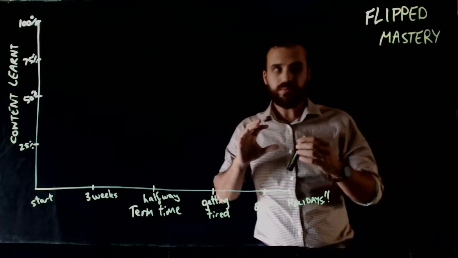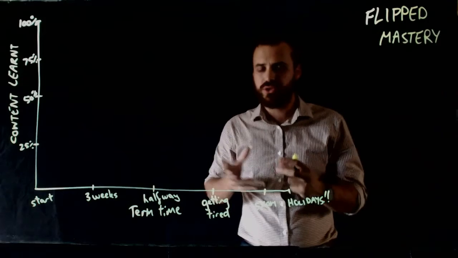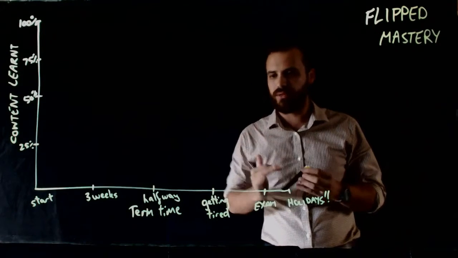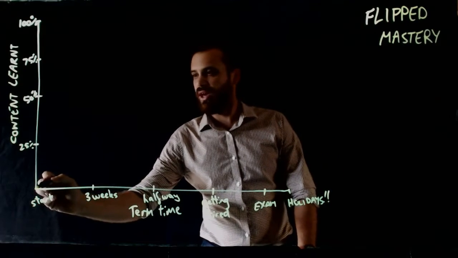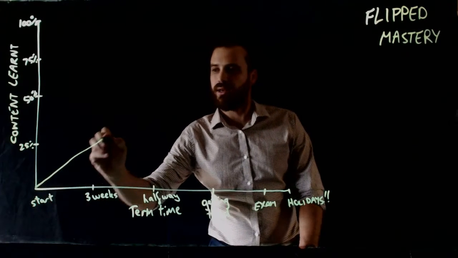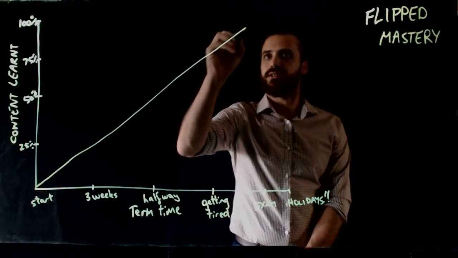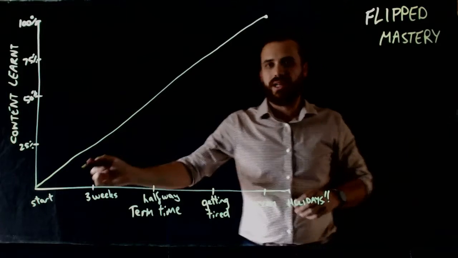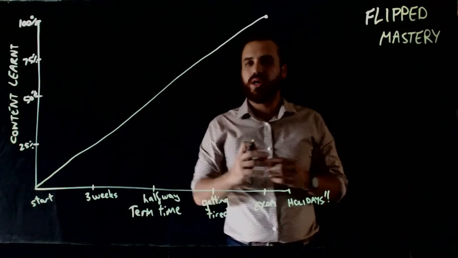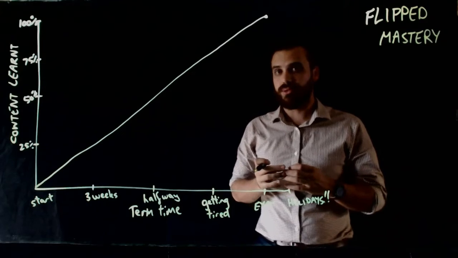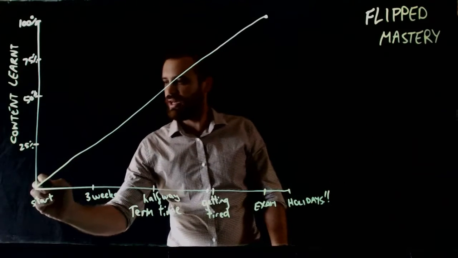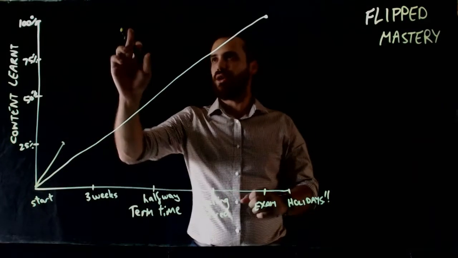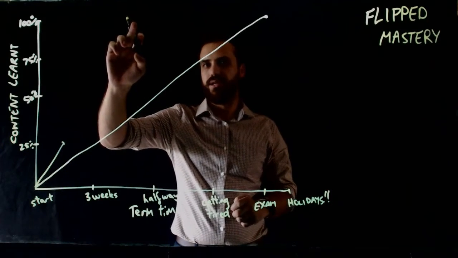Okay, so with flipped mastery, each student's going to work at their own pace. So we might have a student in the middle of the classroom who works at that pace. They start here and they move in a straight line until they hit the exam. They've got 100% of the knowledge and they're ready to go. Now, you might have a student who works faster than other people. Okay, now if that's the case, they're going to get up to this bit really quickly. And if you let them keep going, they're going to have 100% of the content by here.